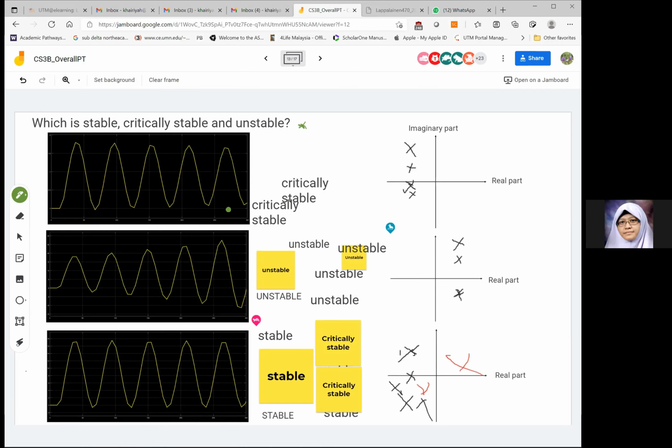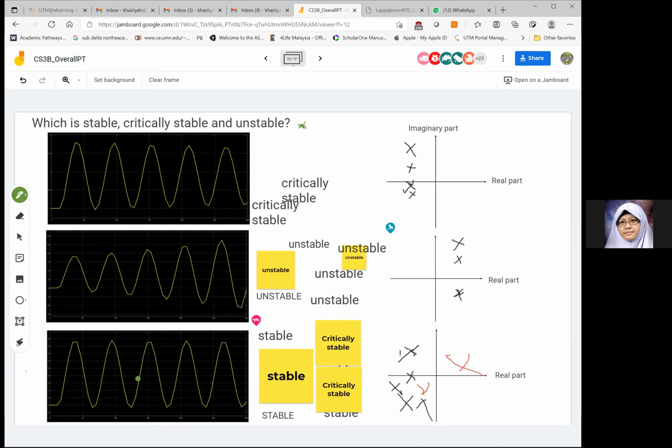Which one has the same amplitude? The third one. The bottom one. Yes, the bottom one has the same amplitude, right? This one is getting smaller, almost the same amplitude, but it's getting smaller and smaller. If you compare this and this, it's smaller. So actually, this can be said to be stable. But this one is exactly the same. So this is a sustained oscillation. So when you have sustained oscillation, that means it is critically stable.